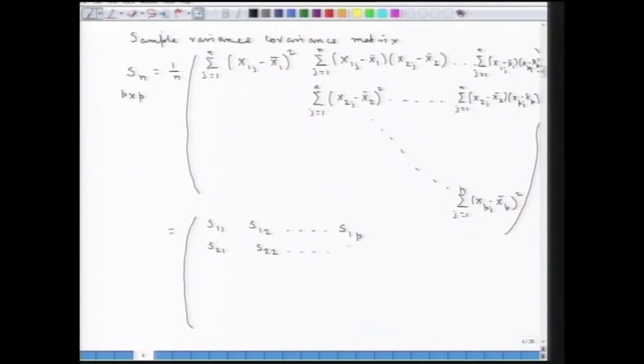This is S 2 2, S 2 p, and this would be the S p p element, where S i j is the ijth entry of this particular sample variance covariance matrix. Now, if we define the sample variance covariance matrix through divisor n minus 1, we will see later on that one of them would be an unbiased estimator of the population covariance matrix sigma, and the other is going to be associated with the maximum likelihood estimator when we talk about random sampling from a multivariate normal distribution.